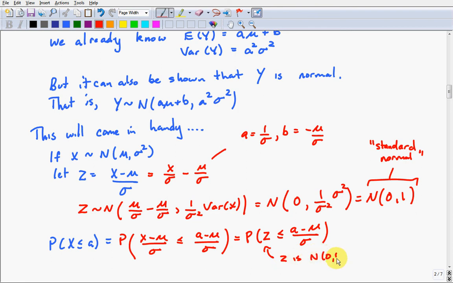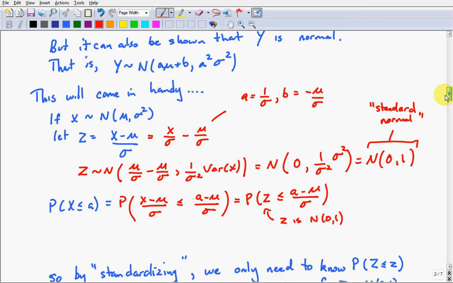It's normal 0, 1. Why is that important? Well, it's important because it gives us an easy way to calculate probabilities such as this using just a standard normal distribution. So one of the problems with a standard normal distribution is that it's hard to calculate probabilities like this. There isn't a simple form.